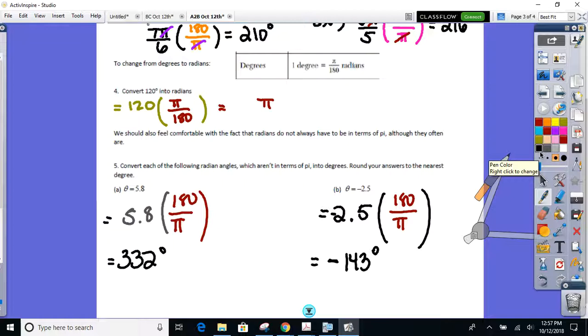2 over 3? So 120 degrees is the same as 2 pi over 3. Does pi always go at the top? Yes, it will. Great question. It will always go at the top. Or off to the side, but never in the denominator.